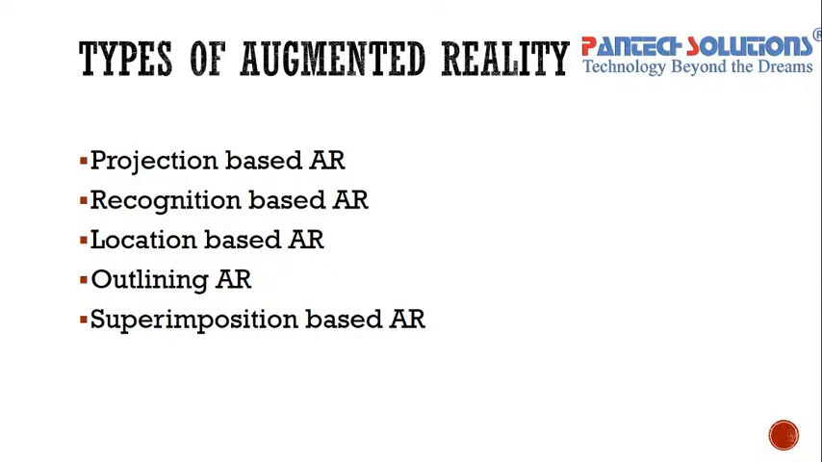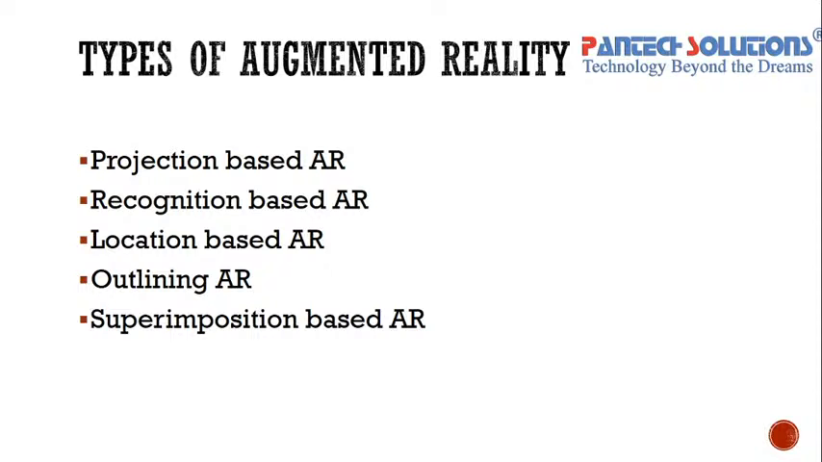Then comes recognition based AR. It should be able to recognize some sort of target, and from the target only we will be able to recognize it. If it recognizes that particular target, some sort of 3D action should take place. So that is one sort of application of recognition based AR.